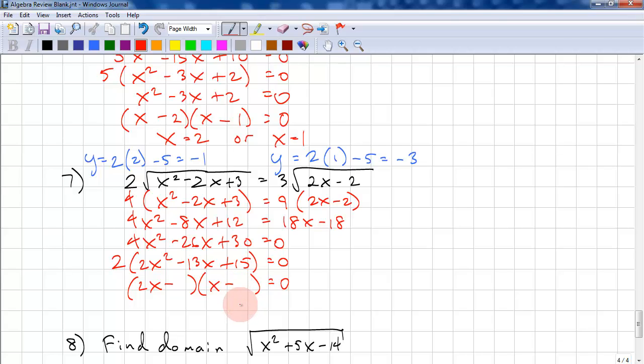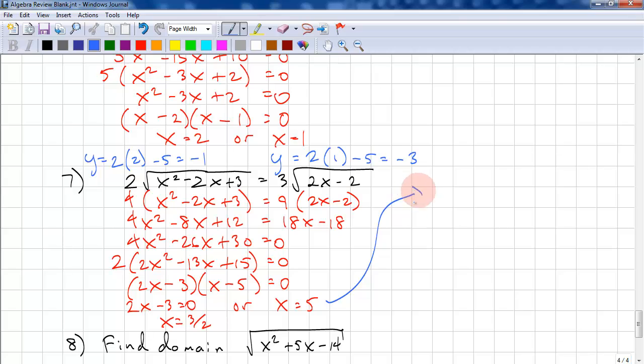And you can work it out with other methods, but I can see the solution. We see a 5 times 2 is 10, and then the 3 gives us 13. 2x minus 3 equals 0, so x equals 3 over 2, or x equals 5. We need to test both of these values. Whenever we're solving radical equations, we need to check that the solution is valid.